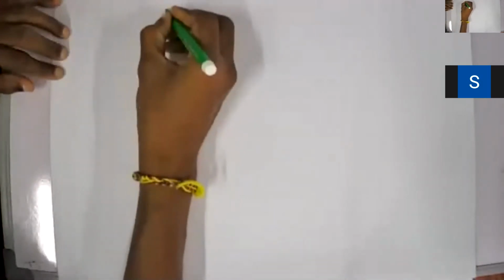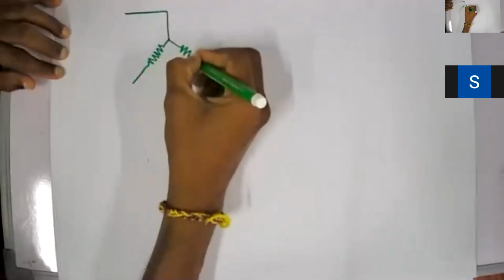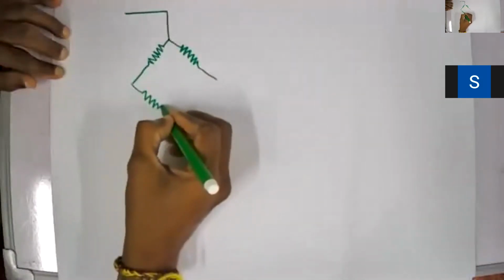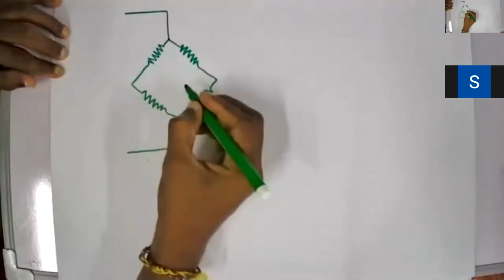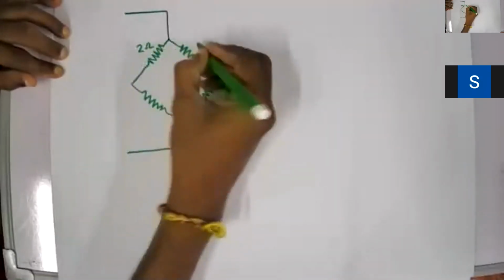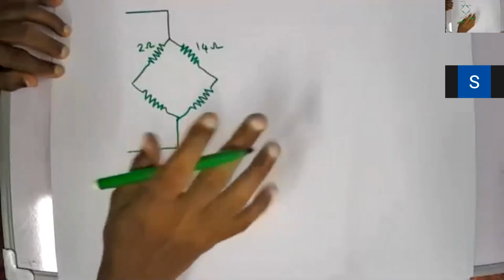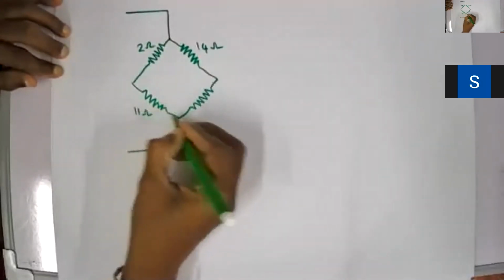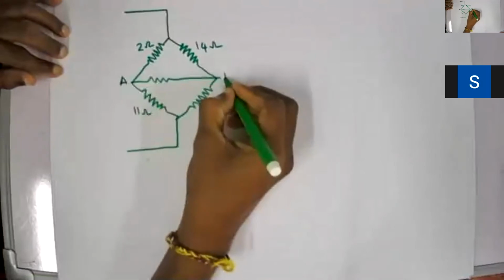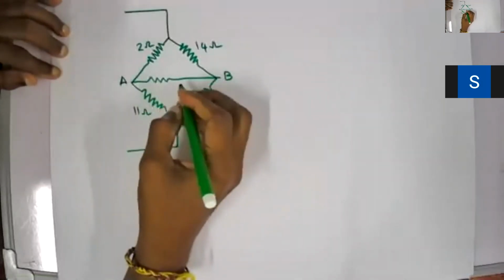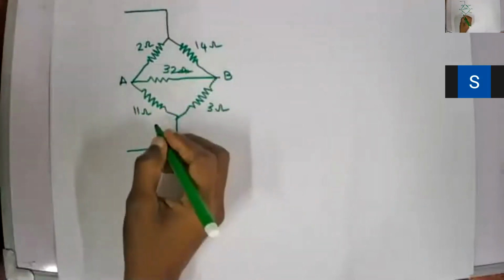I have a bridge right here. This is 2 ohm. This is 14 ohms. So the bridge is not balanced, I'm giving it to you in a way that the bridge is not balanced. 11 ohms. This is 3 ohms. So I have a resistance here across my points A and B. Let this be 32 ohms.